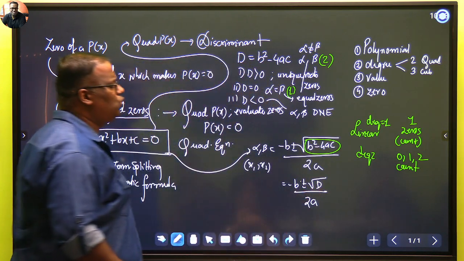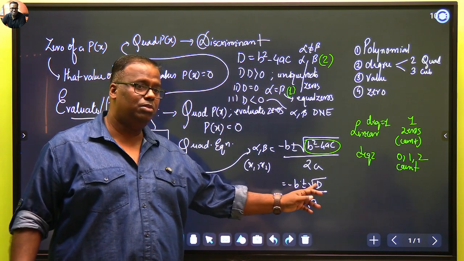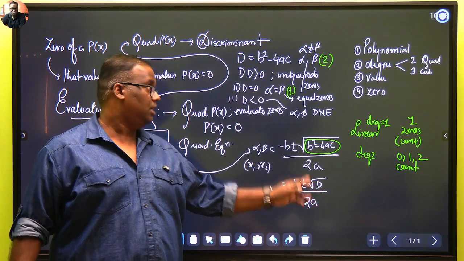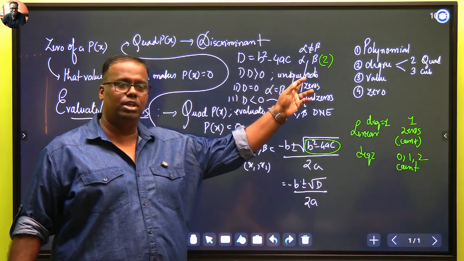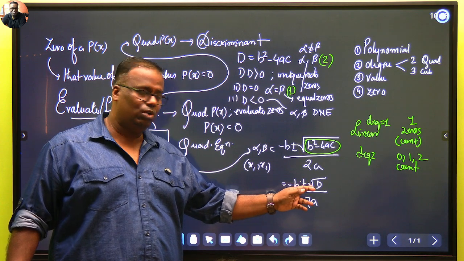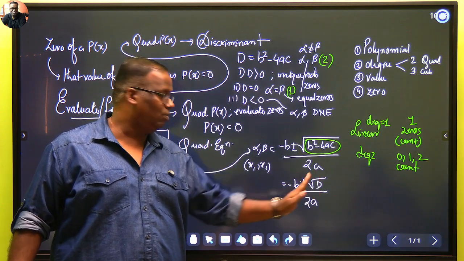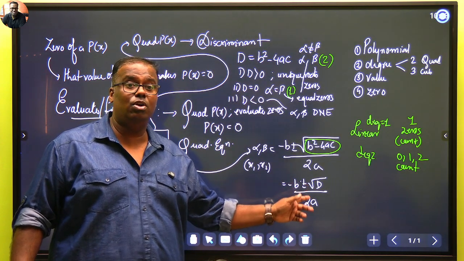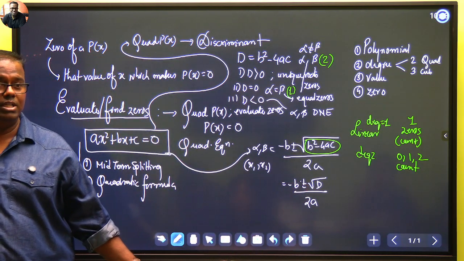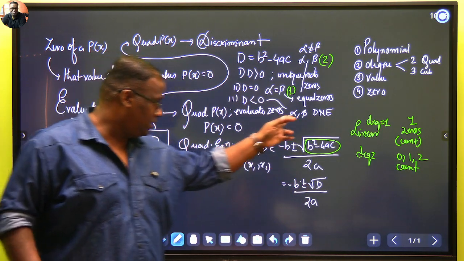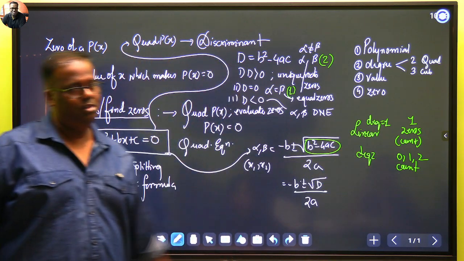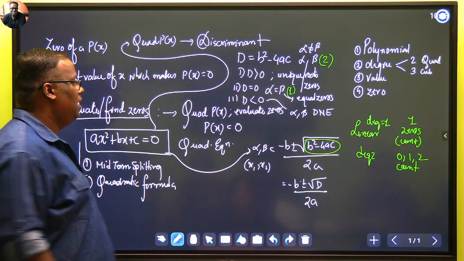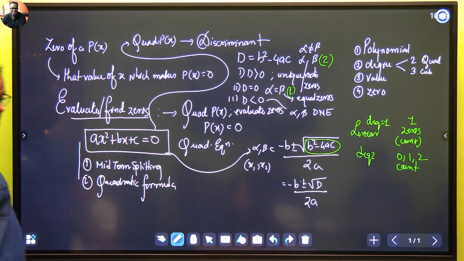अब तुम खुद ही सोचो, any positive number's root exists? Yes. Therefore, if D is greater than 0, you will get roots. If D is equal to 0, then this part becomes 0. You have only one root, which is minus b by 2a. And if D is less than 0, then you have root under negative. Not possible. That's why it's understood. Quadratic का case clear हुआ? Zeros. Okay.